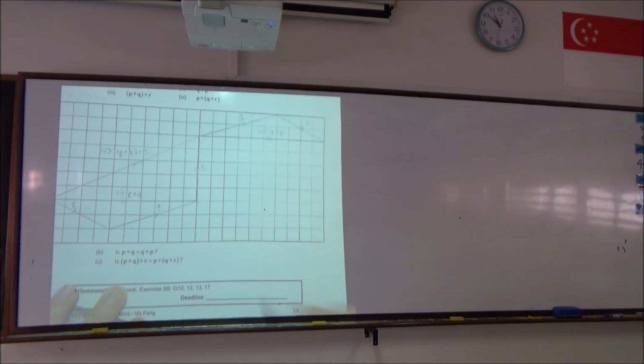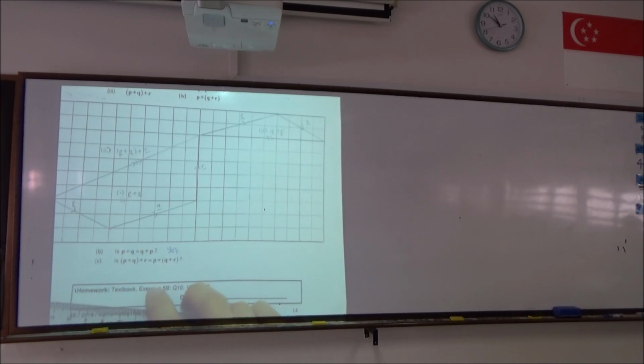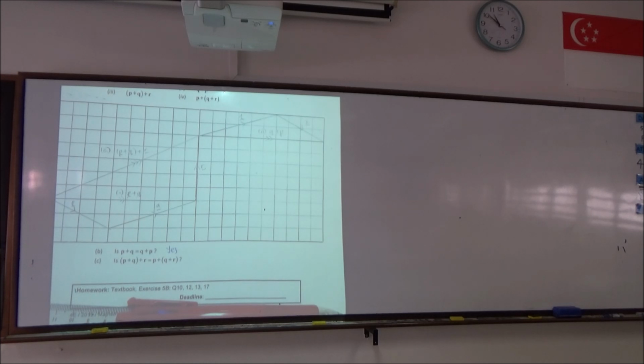Okay, so yes, these two vectors are the same. But if I have P plus Q, can you just express P plus Q as just one line? After we find the resultant vector of P plus Q, when we need to do P plus Q plus R, we do it separately. We have to draw the entire P plus Q and then the resultant vector.